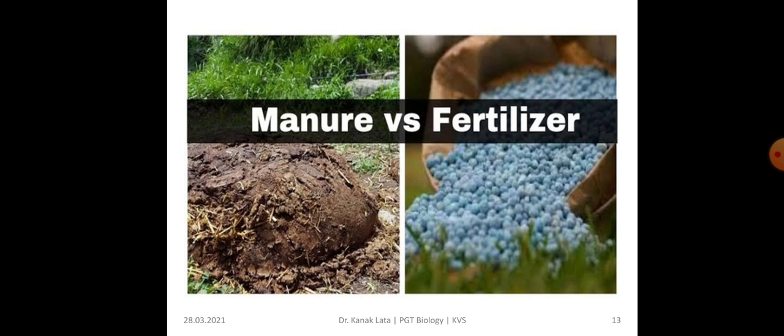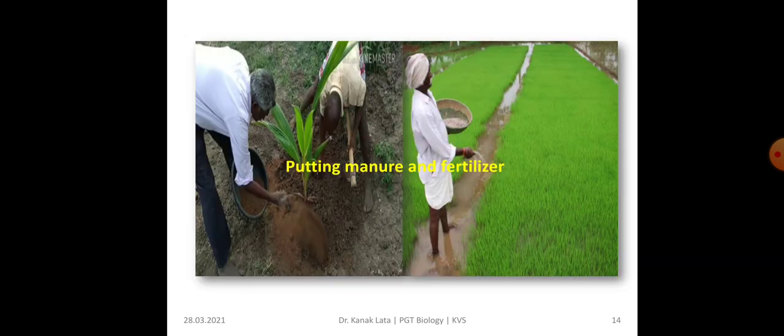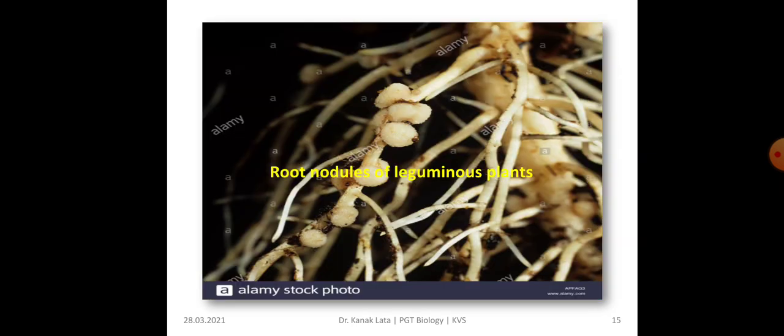It is the figure of manure and fertilizer. This is putting manure and fertilizer into the crop field. Now it is about the root nodules of leguminous plants. You can see here the root containing several nodules, and in the nodules rhizobium bacteria is present.